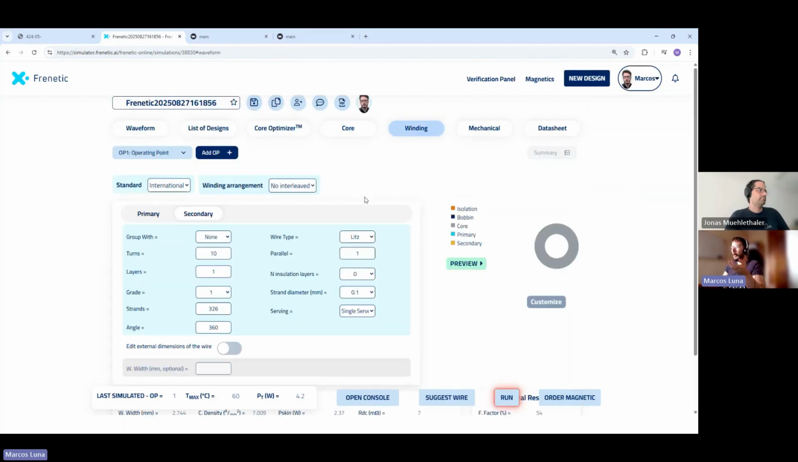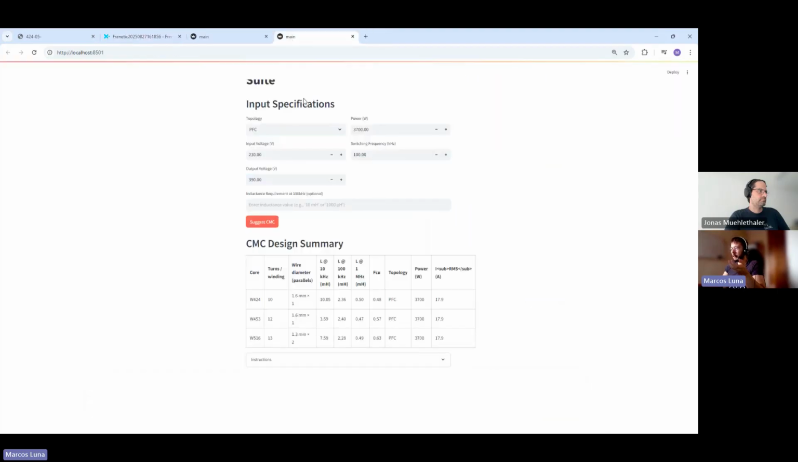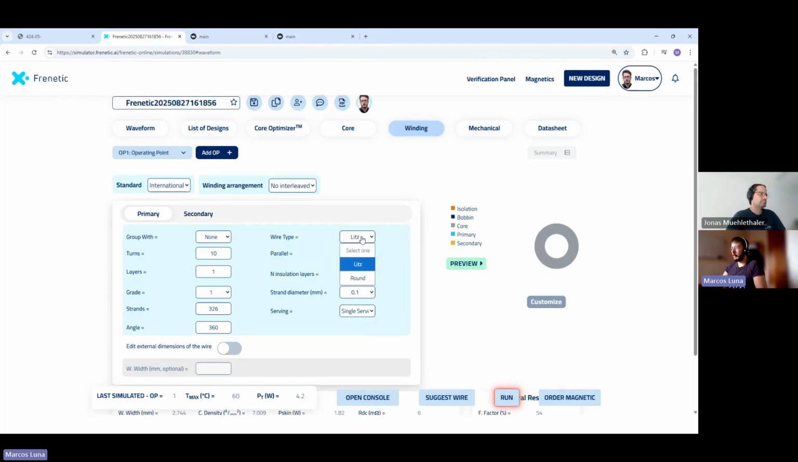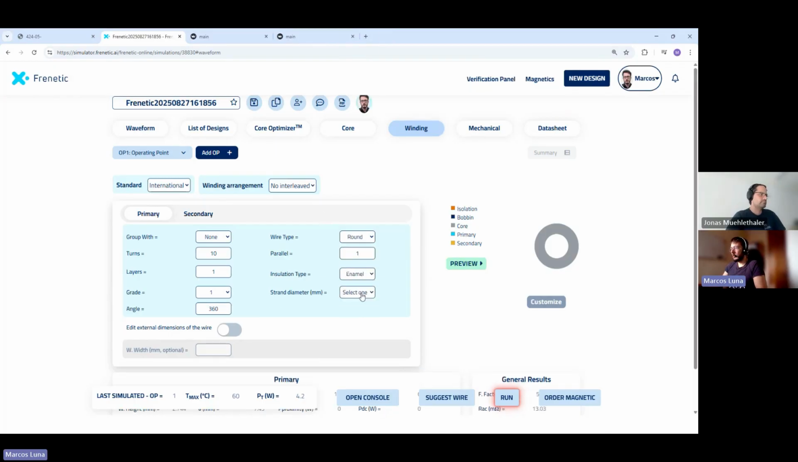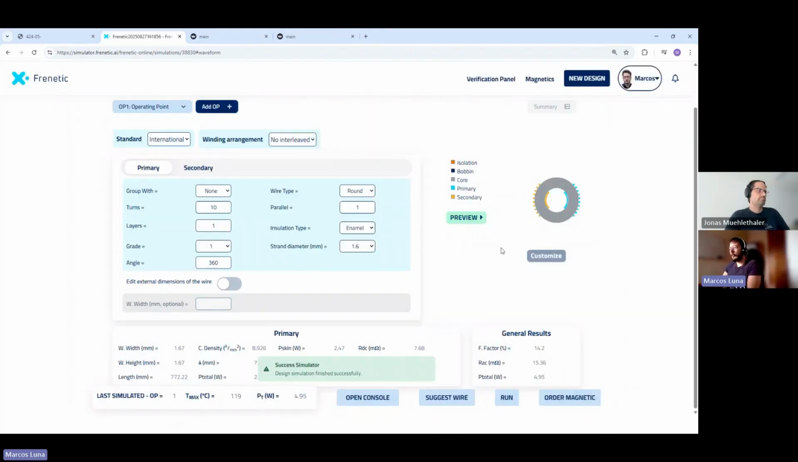So then we can go to the winding and here select the round wire and put the strand diameter, which in this case is 1.6, with one parallel. And here in the primary side the same. So we can put the round 1.6 and then click on run. This part, which is in Frenetic Simulator, probably in the final version, if finally we release it, we can integrate directly into the Frenetic AI.